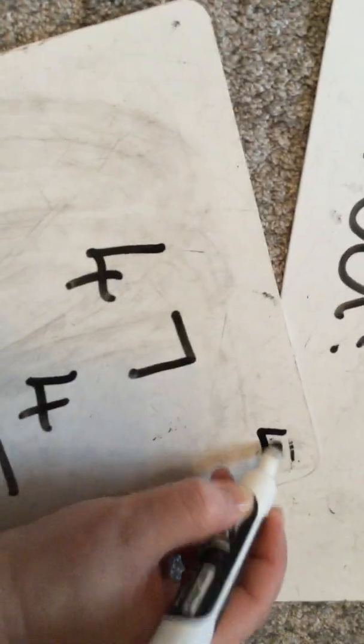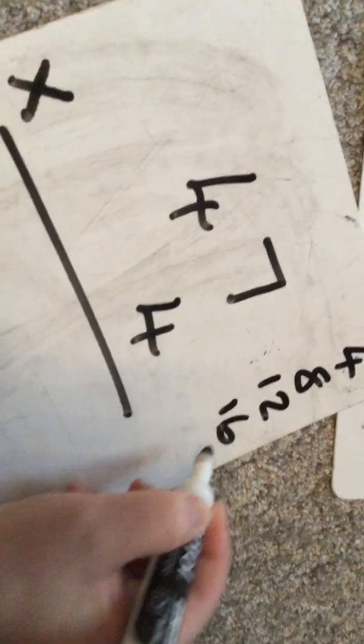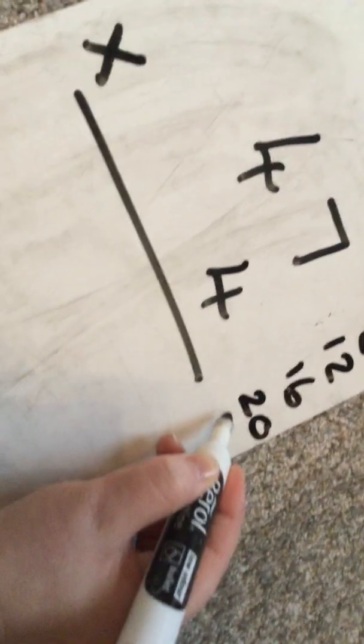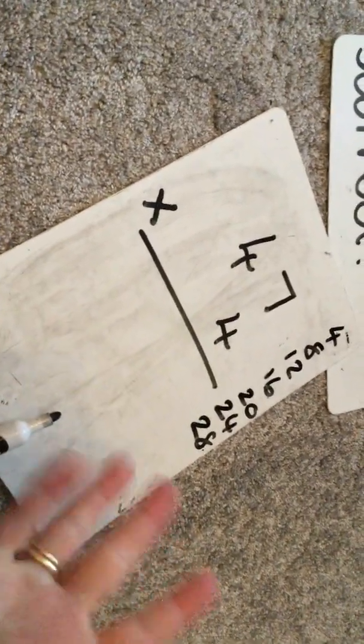So we've got 4, 8, 12, 16, 20, 24, 28, 1, 2, 3, 4, 5, 6, 7. 7 4s are 28. Just check, counting out loud. 4, 8, 12, 16, 20, 24, 28. Now, we have been doing it this way.